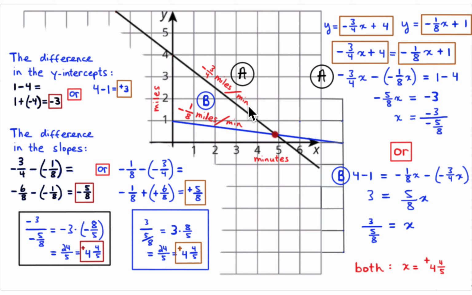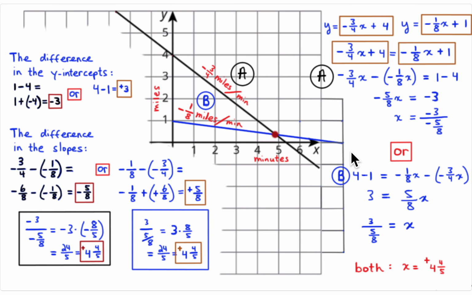So A travels, catches B. They're the same distance from the restaurant. After 4 4/5 minutes, they're 2/5 of a mile from the restaurant. A gets there first in 5 1/3 minutes. B gets there second in 8 minutes.